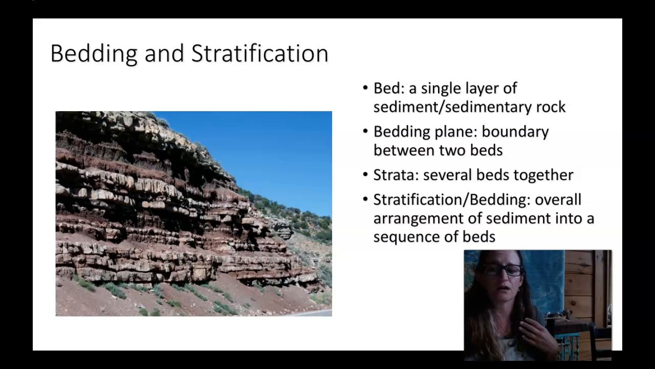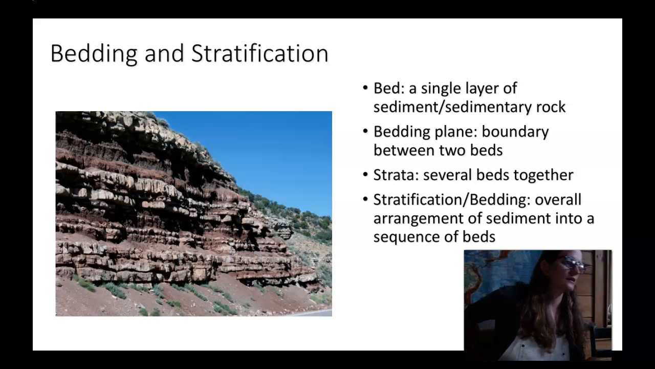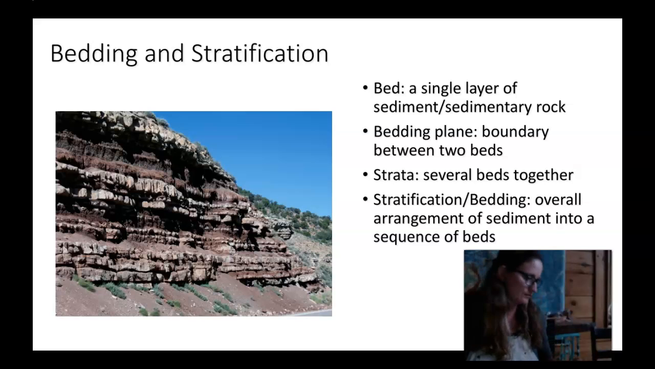The study of these layers would be called stratigraphy, and the patterns that maybe we see in the layers would be called stratigraphy.